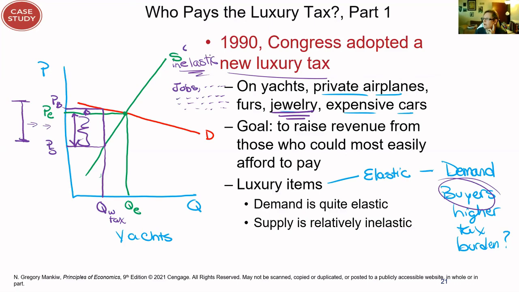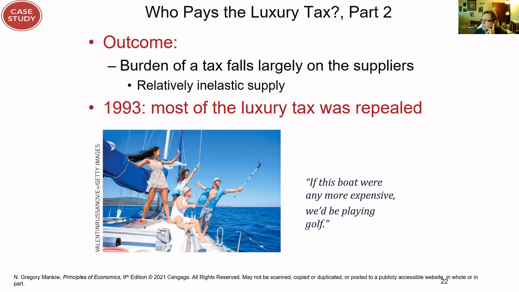Okay. All right. So the outcome falls largely on the suppliers. And in 1993, we figured out this wasn't working, and most luxury taxes were repealed. Okay. So hopefully this gives you a good idea about how we put this all together. I'm sorry I had to show you the long way and muddy up a little bit of your brain with that, but after this chapter, you can always use the easy way.